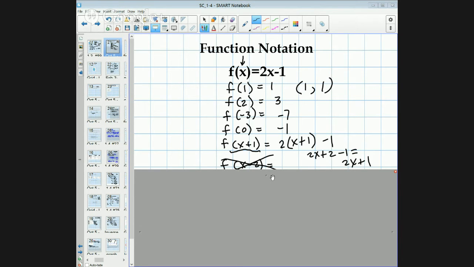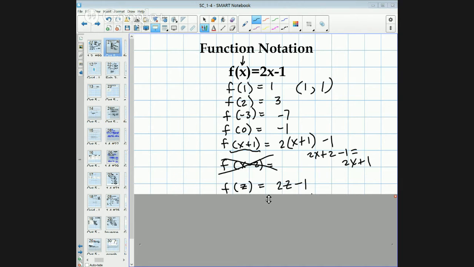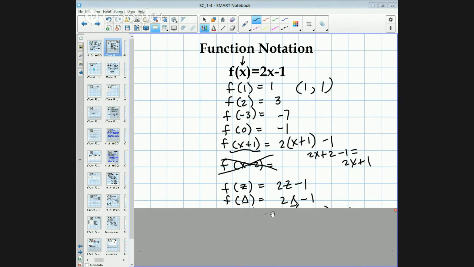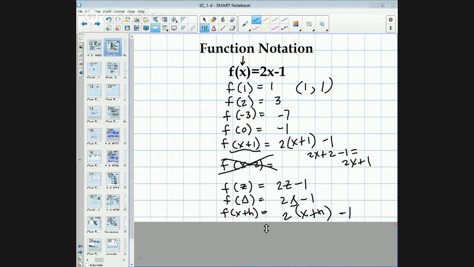Okay, so this should be coming back, I hope. What about f of z? Again, plug it in. 2z minus 1. What about f of triangle? Now, I know that you think I'm getting silly here, but I'm trying to lead you to see something, a pattern. Again, we substitute the triangle into the formula wherever there was an x. 2x minus 1, 2 triangle minus 1.